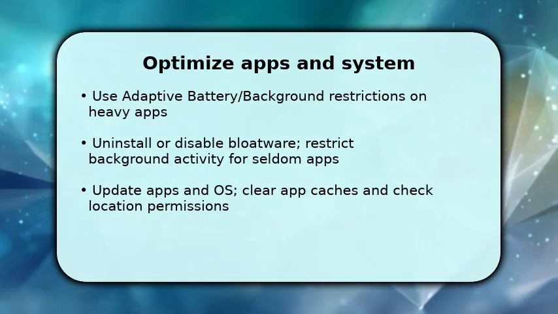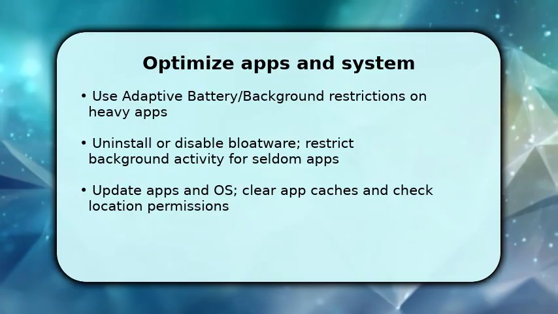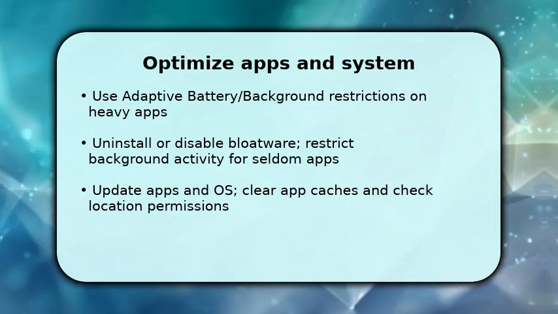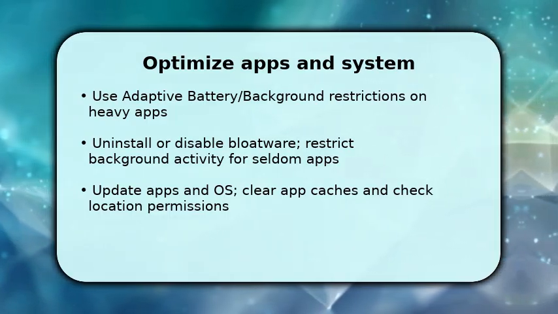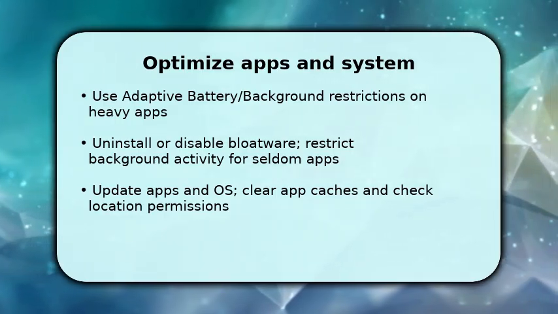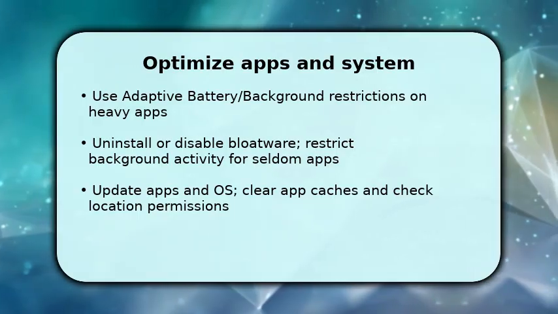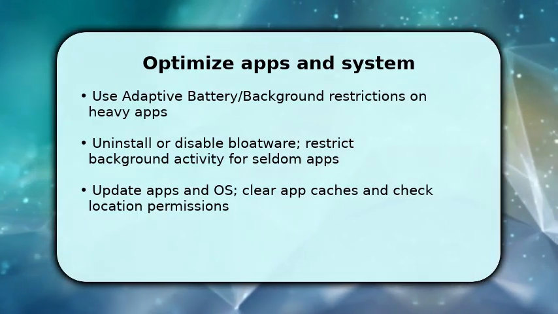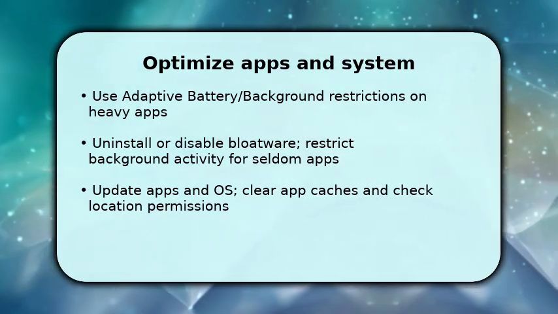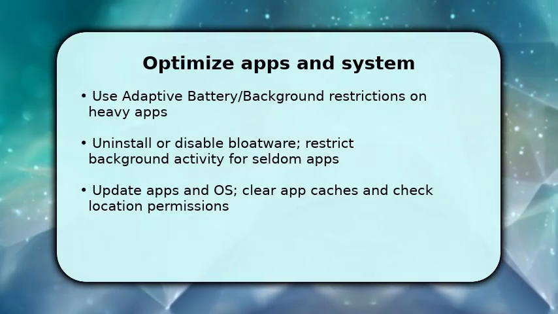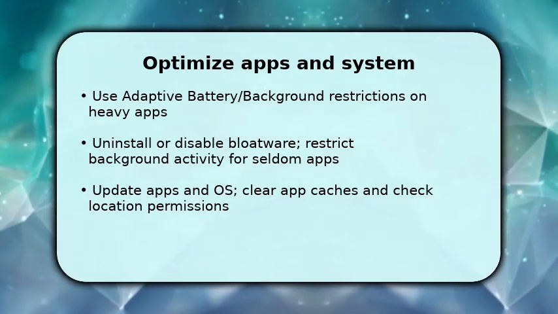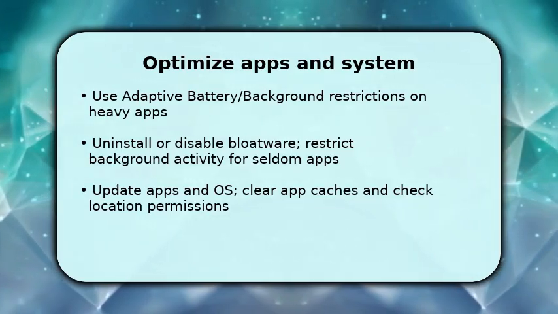Now dig into apps and the system. Enable adaptive battery or background restrictions so the OS limits energy for apps you rarely use. Uninstall or disable bloatware and manually restrict background activity for apps that wake often. Make sure apps and the OS are updated because fixes reduce wake locks and improve code efficiency. Clear app caches if an app misbehaves and tighten location permissions to only while in use. Together, these reduce wake-ups and CPU usage that silently drain your battery.